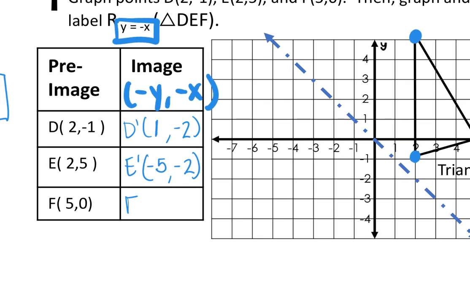All right, F prime. I have a 5 that comes first, and then I have a 0 that comes second. That 0 should be first, and we need to flip the sign. But remember, there's not a positive or a negative when it comes to a 0. So 0 is just going to come first. No change of sign. There's not a negative 0. There's not a positive 0. 5 is going to go second, and I need to flip the sign. So it was a positive 5. Now it's a negative 5.